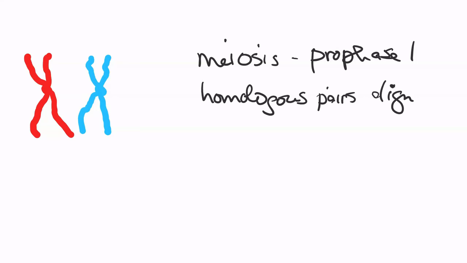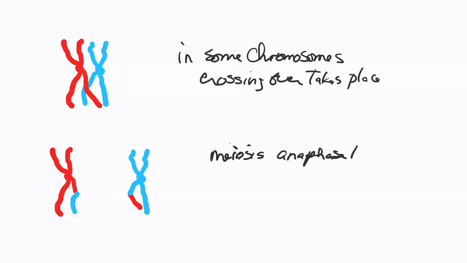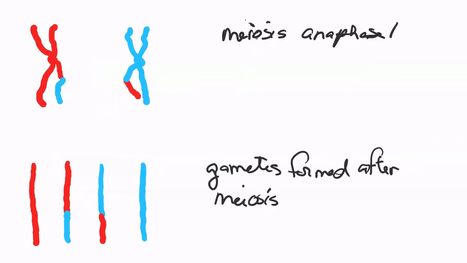We learned that homologous pairs of chromosomes align during prophase 1 of meiosis. We also learned that some of these chromosomes cross over. Then, during anaphase 1 of meiosis, they move apart. When the gametes form, we have the possibility of 4 different combinations of linked genes. We can also imagine that there are fixed positions of the genes on the chromosome.